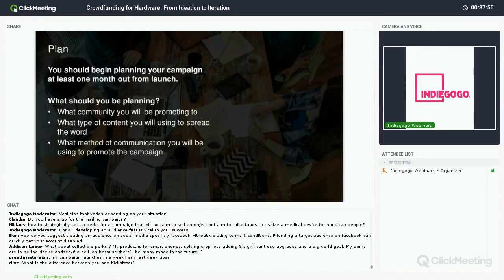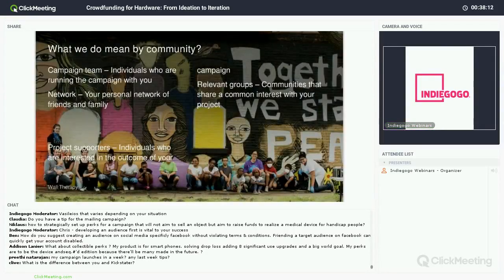So what should you be planning during this period of time, during your pre-launch phase? You want to think about what community you're going to be promoting your campaign to, what type of content you want to be using to spread the word, and what method of communication you'll be using to promote the campaign. So what do we mean by community?